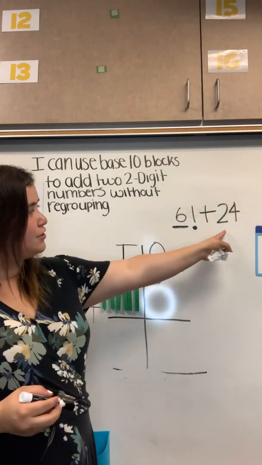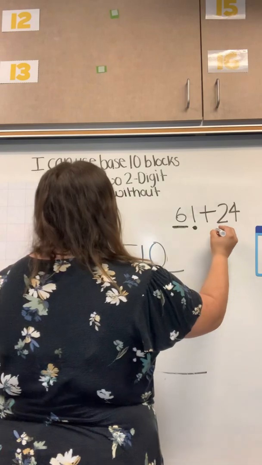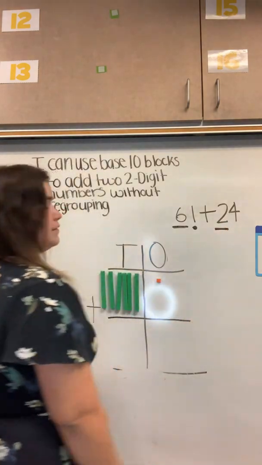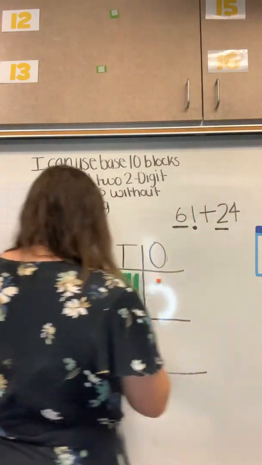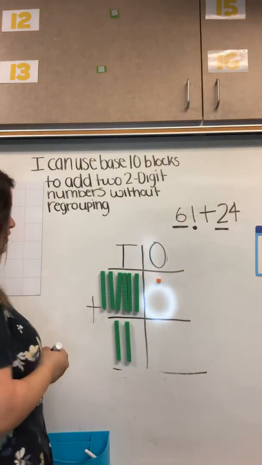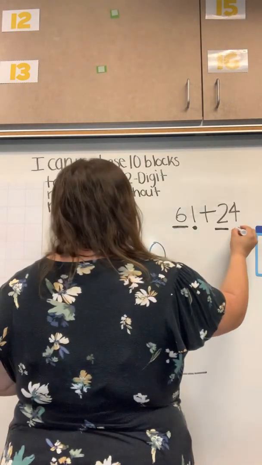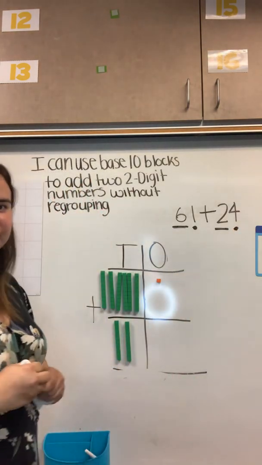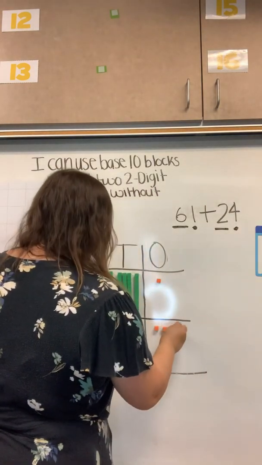Now we're going to go over to our number 24. How many 10s do we have in the number 24? 2, good job. And how many 1s do we have in the number 24? 4. I think you all are getting the hang of it.